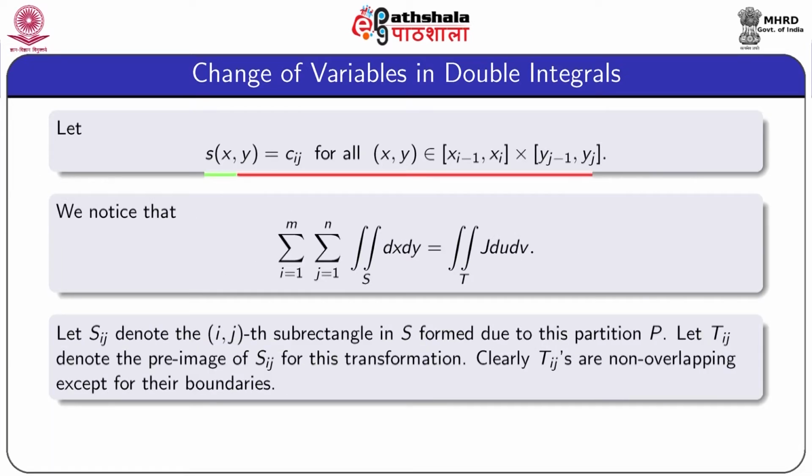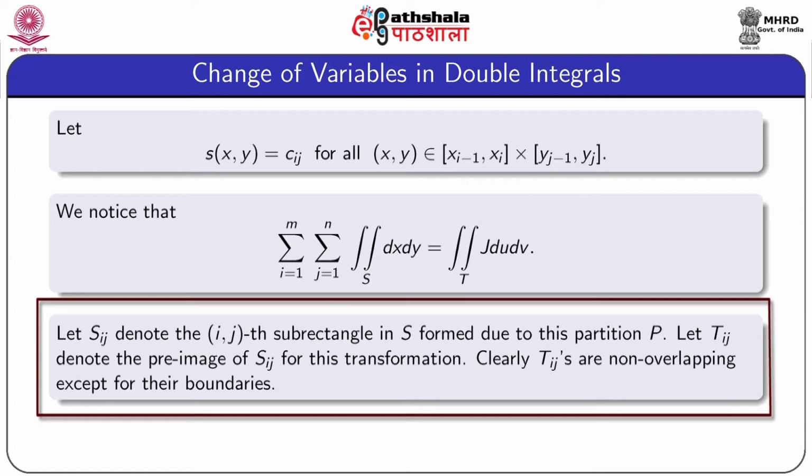Let s(x,y) = Cij for every (x,y) in the ij subrectangle, that is [x_{i-1}, x_i] Cartesian product [y_{j-1}, y_j]. We notice that we need to show the summation over i = 1 to m and j = 1 to n of the double integral of s dx dy equals the double integral over T of s J du dv. Now let Sij denote the ij subrectangle in S formed due to the partition P. Let Tij denote the preimage of Sij under this transformation. Clearly, the Tij's are non-overlapping except for their boundaries.